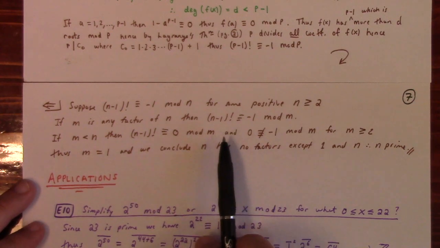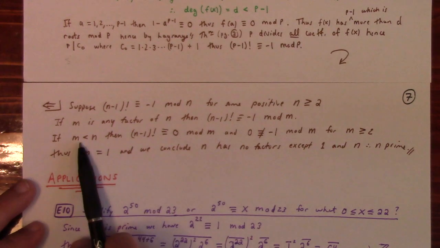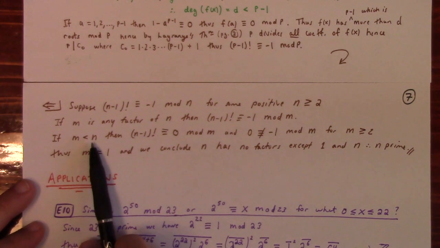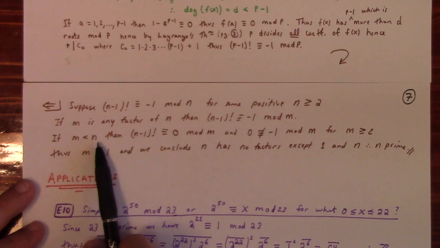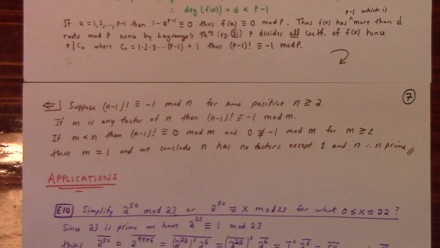And so 0 is not congruent to minus 1. That means there cannot be a factor of n less than n other than 1. In other words, n only has the factors of itself and 1, which means that n is prime. So there you have it. That's Wilson's theorem.